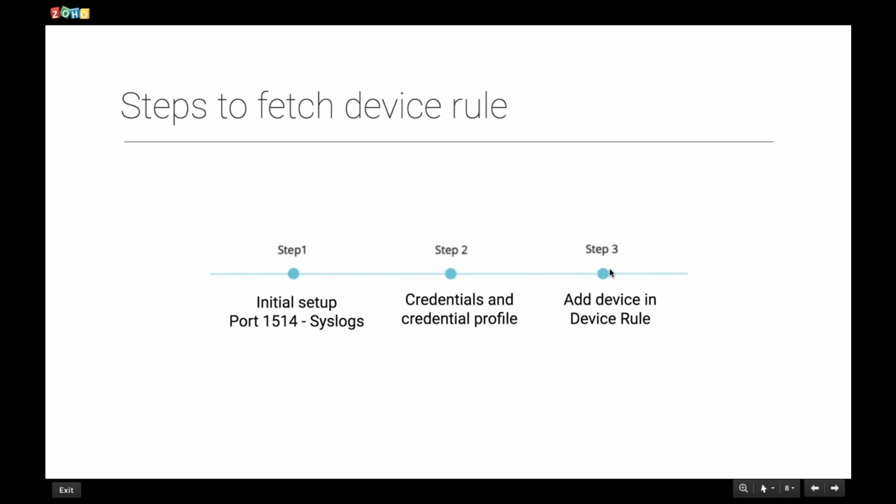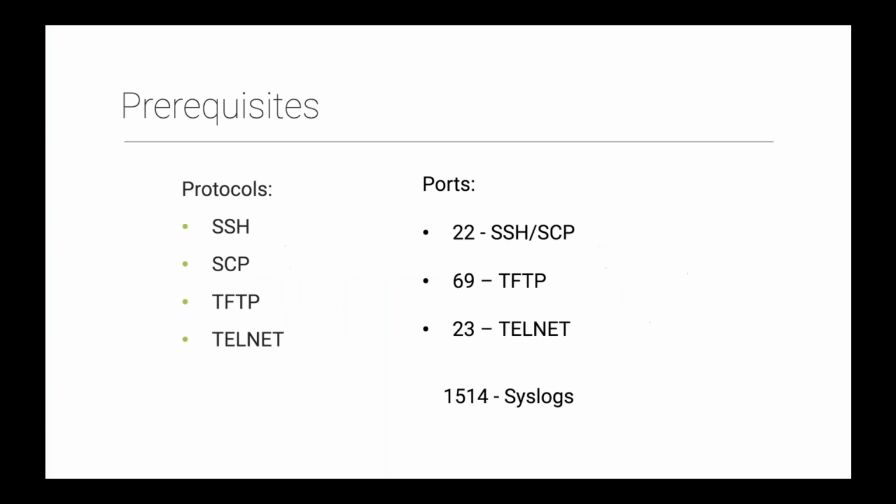So step 3, once you set the credentials, you now have to fetch rules and configuration from your firewall and add device to the device rule. The following are the prerequisite ports that need to be free and the respective protocols would be used. Port number 22, SSH and SCP. Port number 69 for TFTP. Port number 23 for Telnet. And finally, last but not the least, as mentioned before, UDP port 1514 for our Firewall Analyzer to receive syslogs.